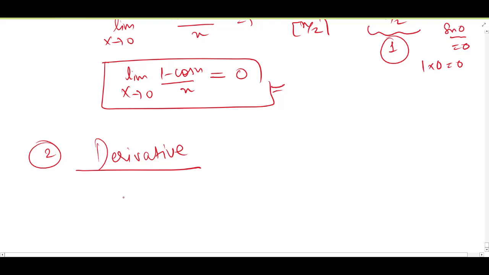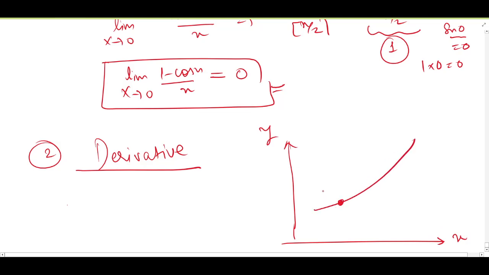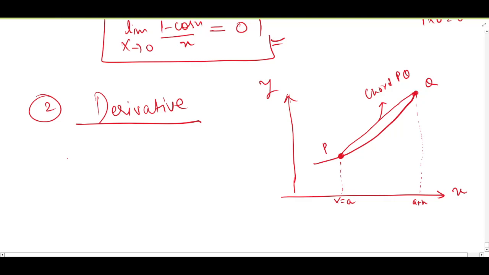So we have already defined derivative in terms of distance and time. Now we will generalize the term derivative. That is, if we have a graph, this is y and this is x, and we have some curve. This is point P, this is point Q, and at x equal to a is P, and at x equal to some point a plus h, we have Q. So this is a chord PQ. So we have this chord PQ.